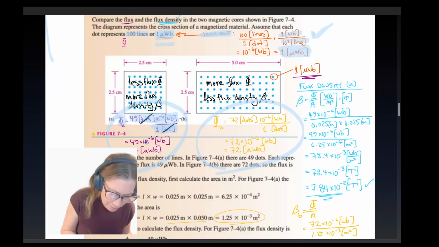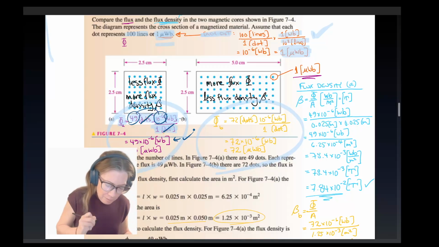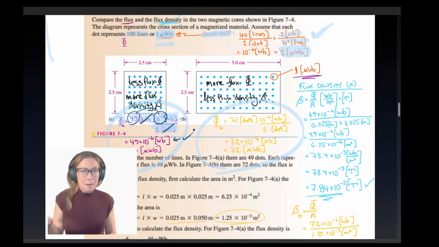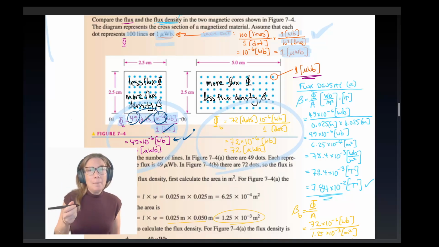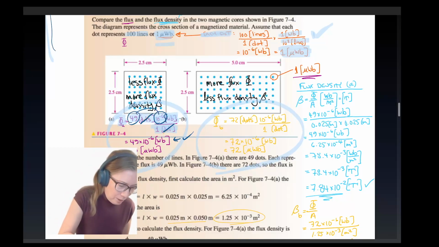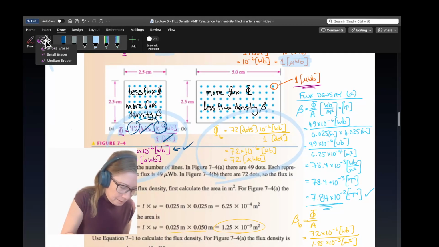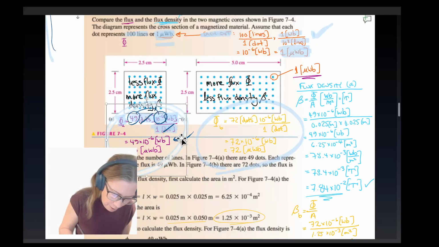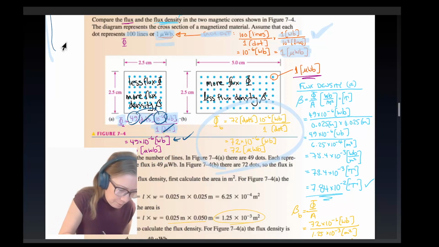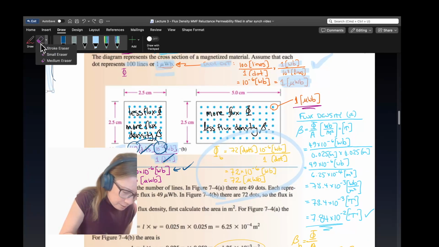So there are 49 times 10 to the negative 6 Webers, because I multiplied 49 times 10 to the negative 6. The unit that's left over is Weber. So that's how much flux there is. But that's such a small number that I'm going to convert that to microwebers. And I can actually show how to convert that to microwebers as well, if I erase this, the proper conversion.